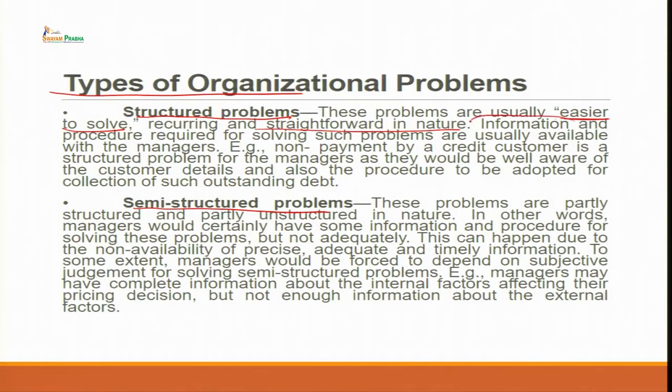So, what is important to take a decision always in life is information, and here information is known to the manager. For example, non-payment by a credit customer is a structured problem. It is a routine problem. Generally, customers do not pay their dues back on time. So, managers would be well aware of the customer details because they have also got the KYC of the customer, and also the procedure to adopt for collection of such outstanding debt is very well defined. So, in that case, it is a structured problem.